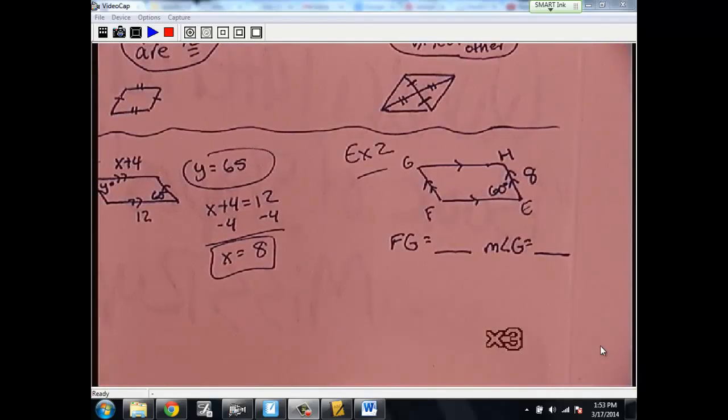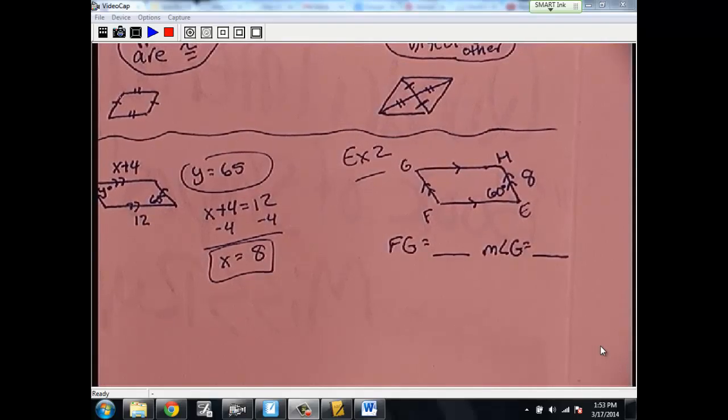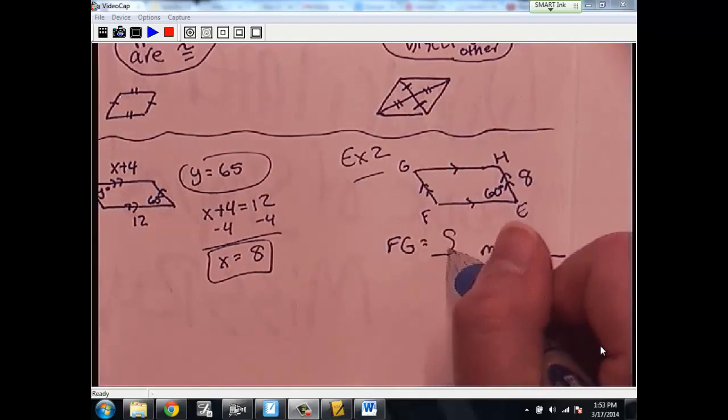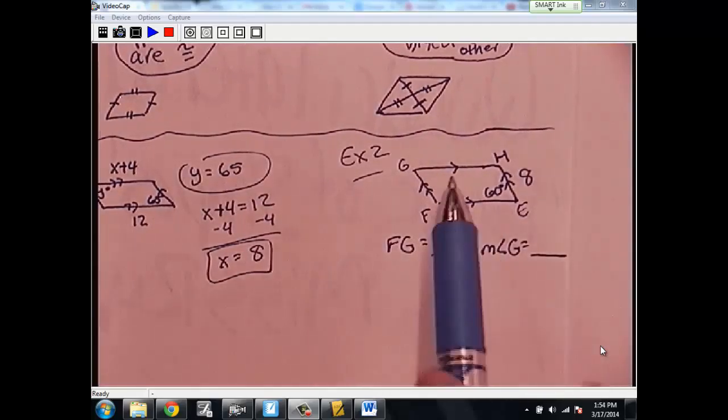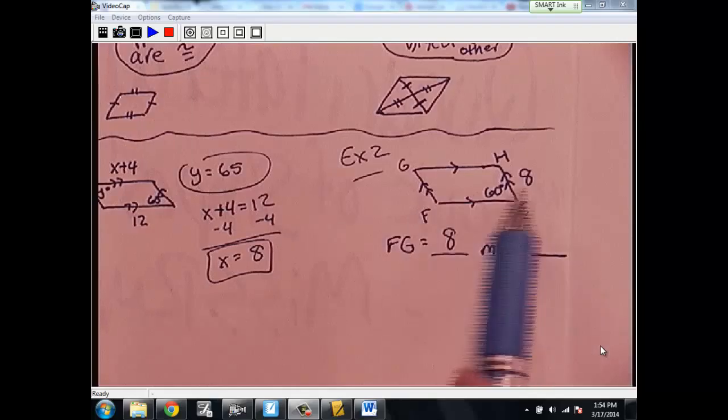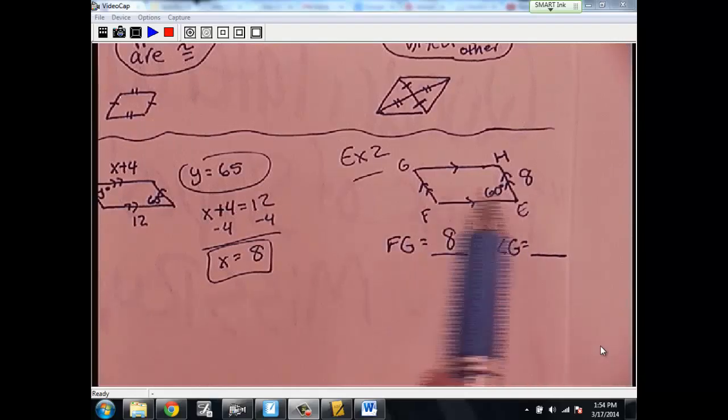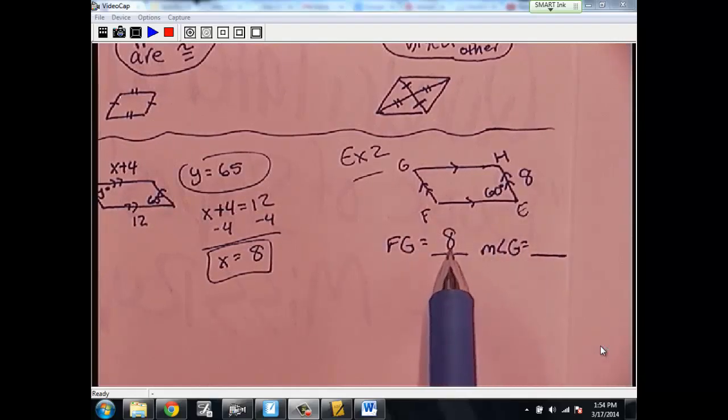So look at this and fill in the blanks yourself in your head. What is FG and what is angle G? When you know, raise your hand and tell me. How big is FG? How do you know it's 8? It's parallel to the other side. Opposite sides are parallel, opposite sides are congruent. So FG is 8, very nice.